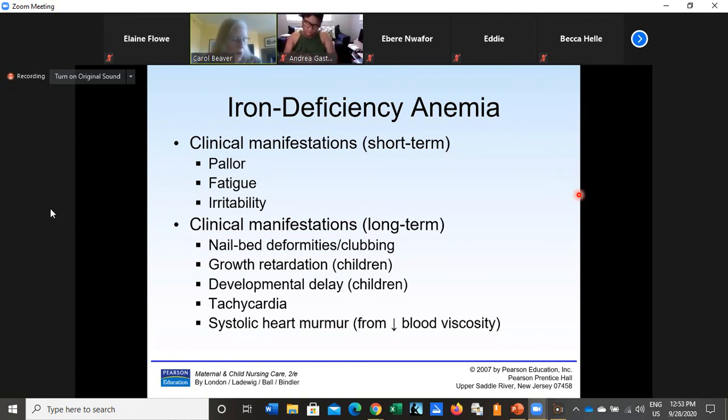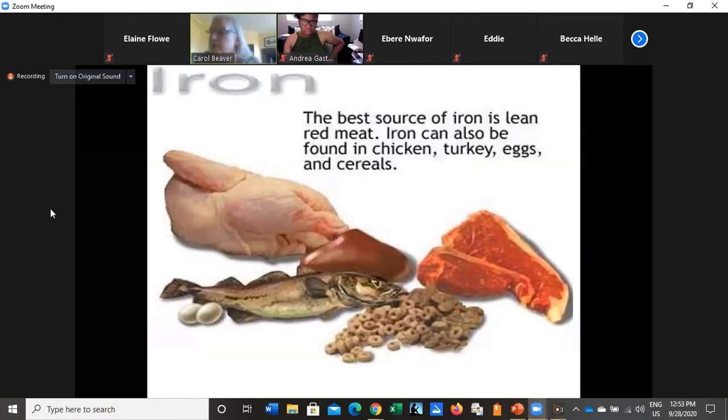But anyway, the chronic iron deficiency can result in brittle spoon-shaped nails and cheilosis. That's on your notes page. It's cracks at the corners of your mouth, and a smooth, sore tongue. That's called glossitis. And then the pica. Those are those manifestations.